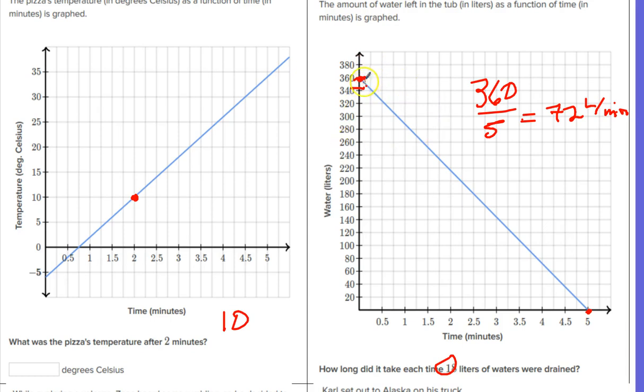So how long did that take to drain from here to about right there? Okay, so that's 0.25. So it took about 0.25 for it to drain that much. So in other words, to go down by 18, you have to go sideways by 0.25. How long did it take to drain 18? Down 18, sideways how many? 0.25. So the answer here was 0.25.